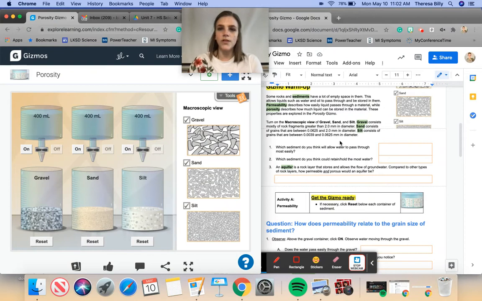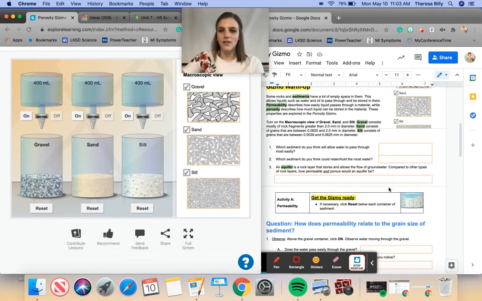So question number 1, which sediment do you think will allow water to pass through most easily? Imagine you had a cup of gravel, a cup of sand, and a cup of silt, and you poured water. Who's going to let water soak through the fastest? Just take a guess. Number 2, which sediment do you think could retain or hold the water the most? So once you've poured water in there, who's going to be able to hold the most water? Again, take your best guess. You can look at these pictures here, called the macroscopic view, to help you with those answers.